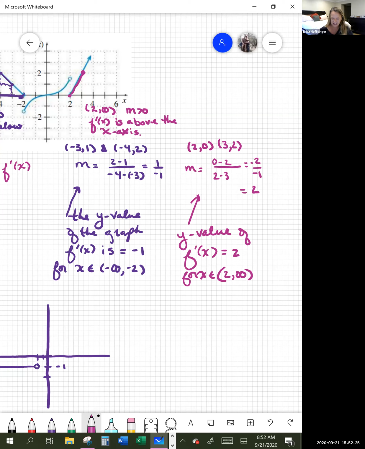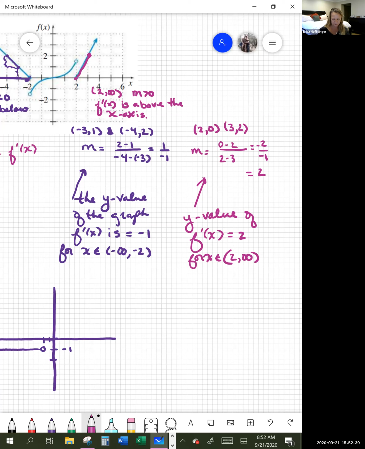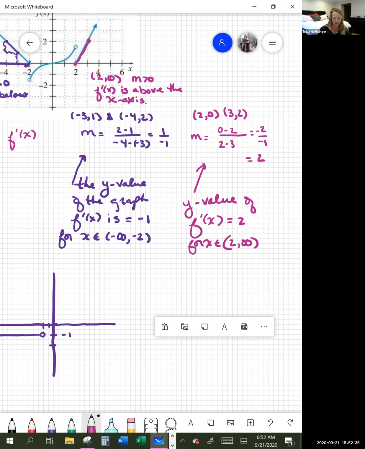So that funky kind of E looking symbol is saying it's contained in, it's a value in that set. And these numbers are a set of all your x values. So from 2, we had x value 2, so an open circle and then a horizontal line.